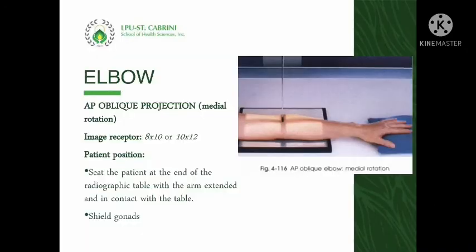The next projection for the elbow is AP oblique projection. It has two positions, the medial rotation and lateral rotation. Let's discuss first the AP oblique projection in medial rotation.